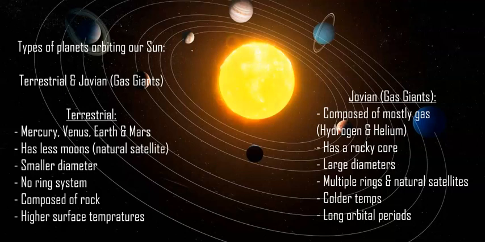So we have these 2 sets of planets, terrestrial and Jovian. Terrestrial, there are 4 planets that are closest to the Sun. They are Mercury, Venus, Earth, and Mars, and they are rocky bodies.